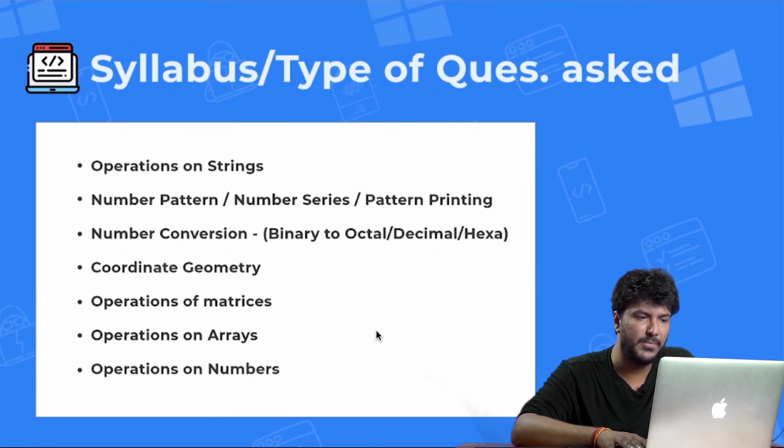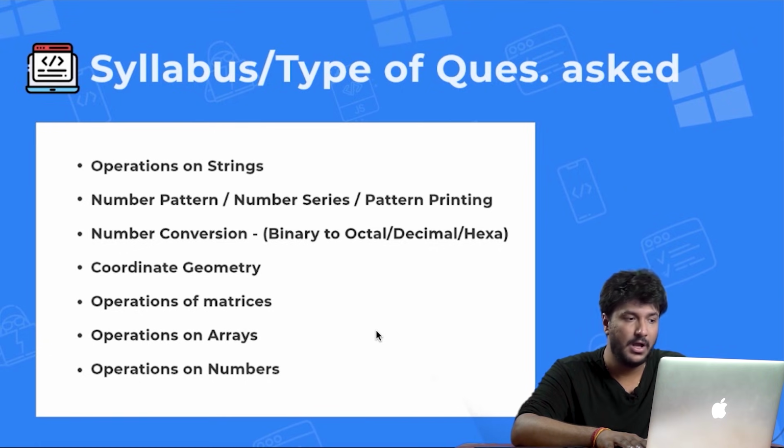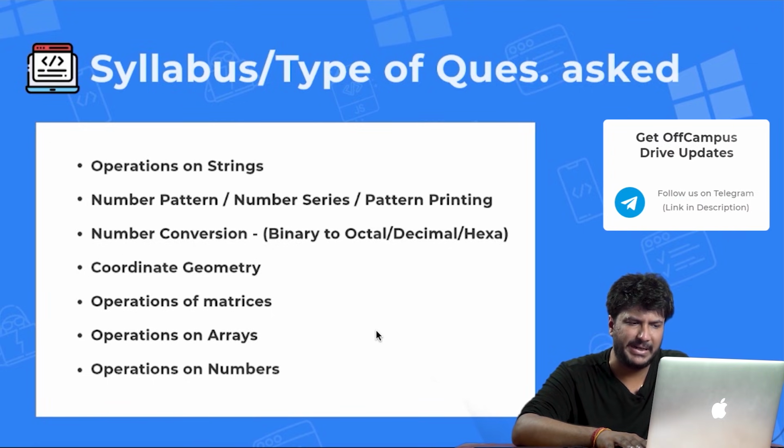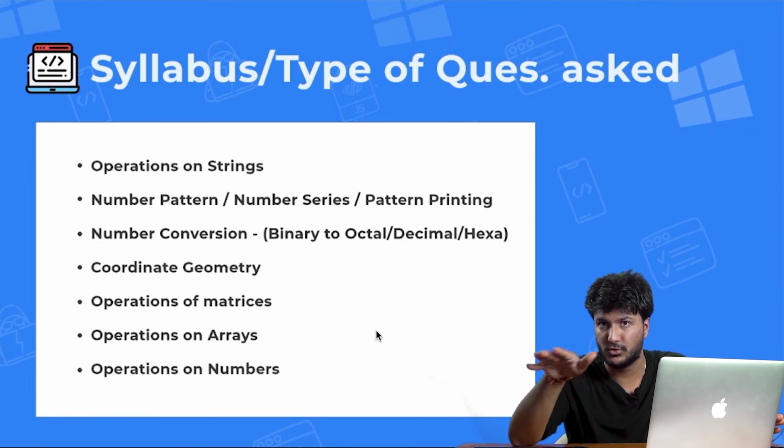Then you would also have number conversion, which was asked just last year also, about hexadecimal numbers. Binary to octal, octal to binary, decimal to octal, octal to decimal, hexadecimal, all these things you should know. Coordinate geometry question. In fact, this coordinate geometry question I'm going to take up in this video, so you will understand more about it. Operations on matrices would be asked, like matrix multiplication, deletion, adding all the rows and columns.